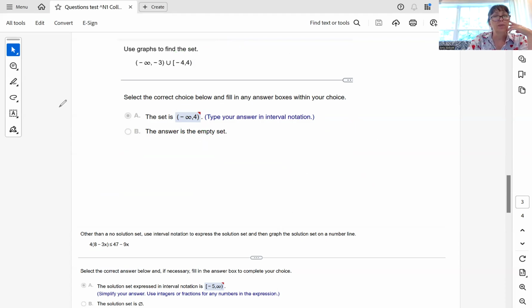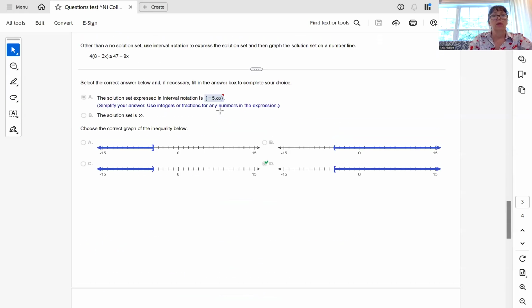Last one here. Cleaning it up and solving it. Multiply across by the 4. So that gives you 4 times 8, 32. 4 times 3 minus 12x. Bring down the inequality. Bring down 47 minus 9x.